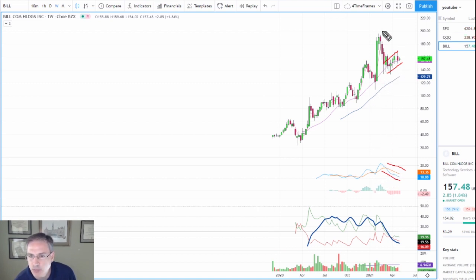But in this case, we've got this kind of downward move, and I almost want you to think about this like a downward move and then a flag forming. You see how this looks almost like a bear flag?